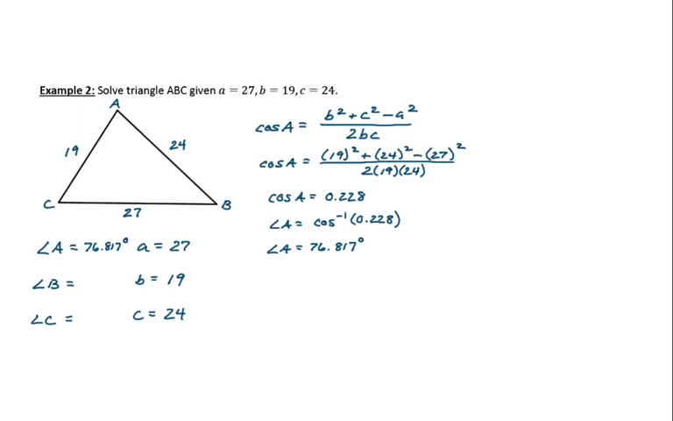Now, I can't find angle B and C yet. I have to do another law of cosines, and I'm going to use the alternate form again because I have the angle by itself when I use that form. So I'm going to find angle B. So here's the general setup. Cosine of B is going to be A squared plus C squared minus B squared all over 2AC. And then I'm going to put the information I have for A, B, and C in there. So I would get 27 squared plus 24 squared minus 19 squared all over 2 times 27 times 24.